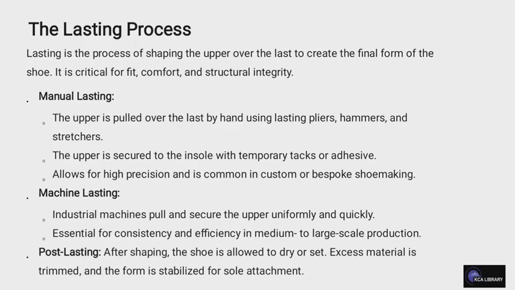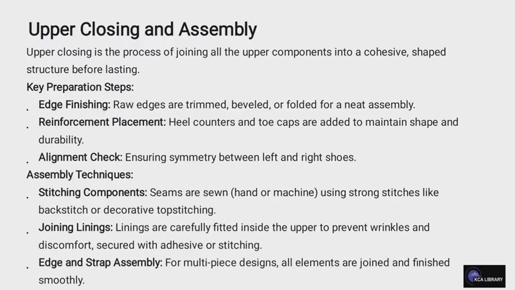For machine lasting, it's an industrial machine which pulls and secures the upper uniformly and quickly, and it's essential for consistency and efficiency in medium to large scale production. For post lasting, after shaping, the shoe is allowed to dry or set. Excess material is trimmed and the form is stabilized for sole attachment.